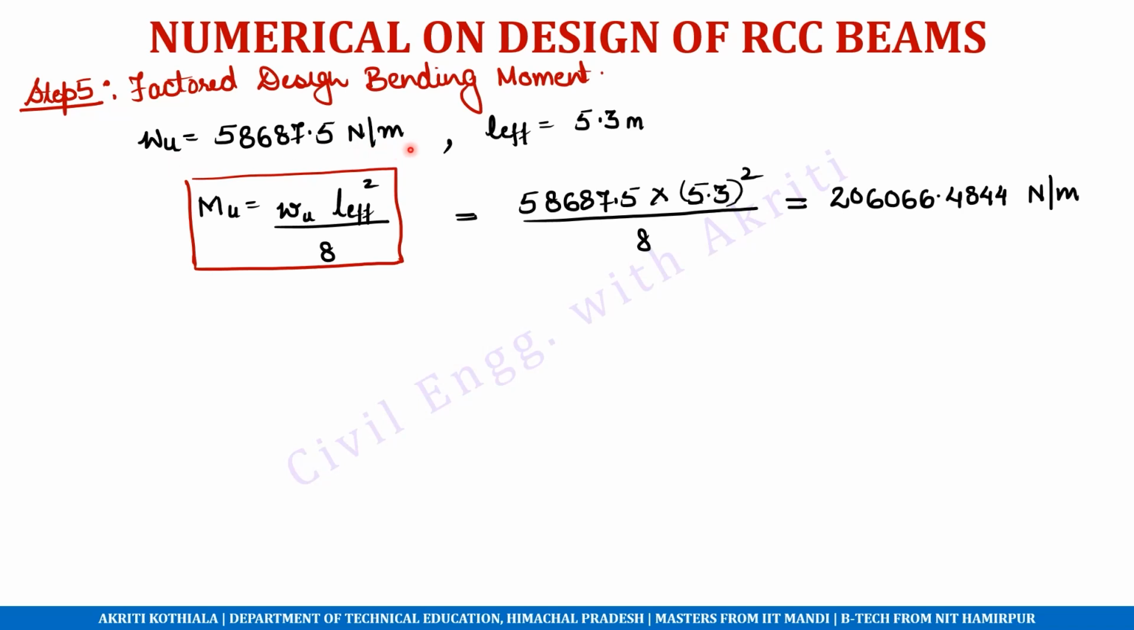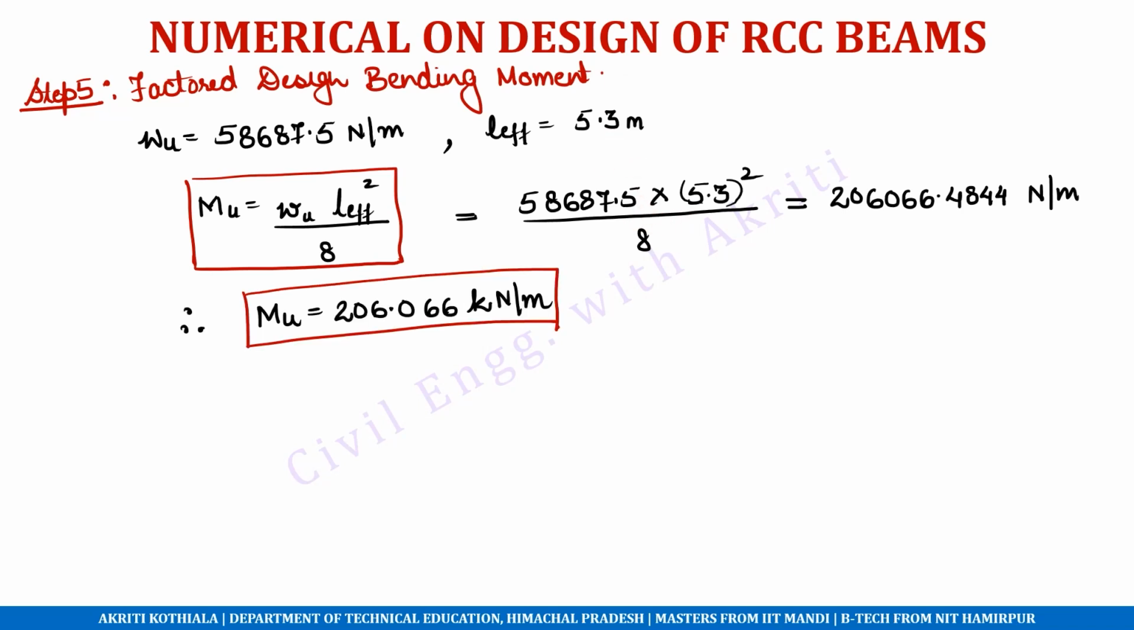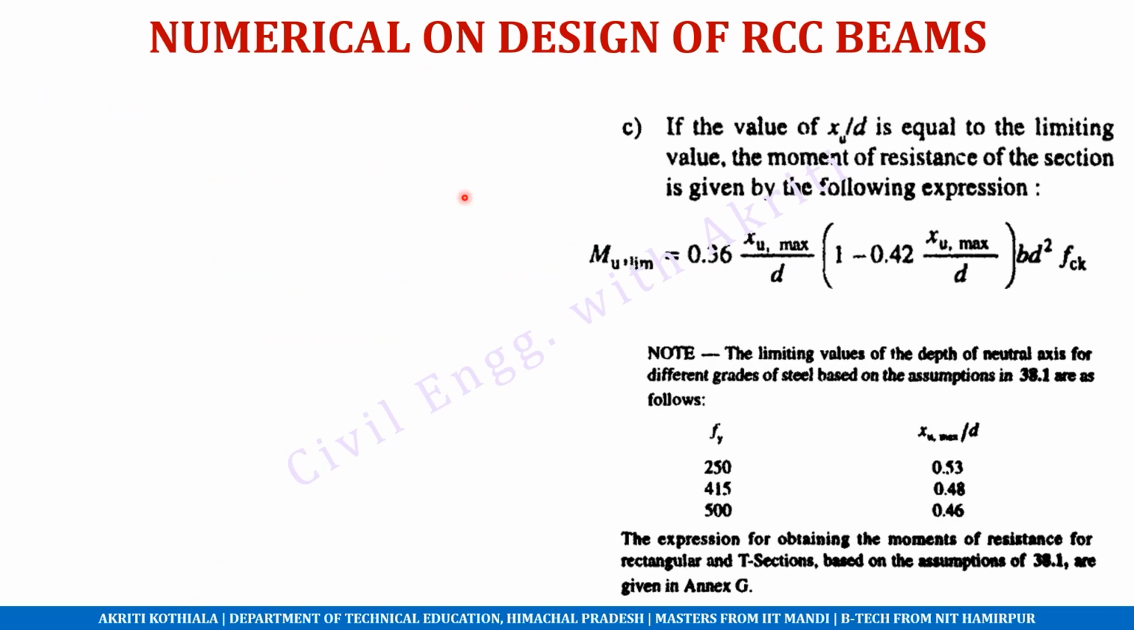So keep in mind the units and then only substitute them in the question or in the formula. So finally, our factored design bending moment is 206.066 kilonewton meter. Using this value, we'll be calculating the ultimate maximum bending moment in the next step.